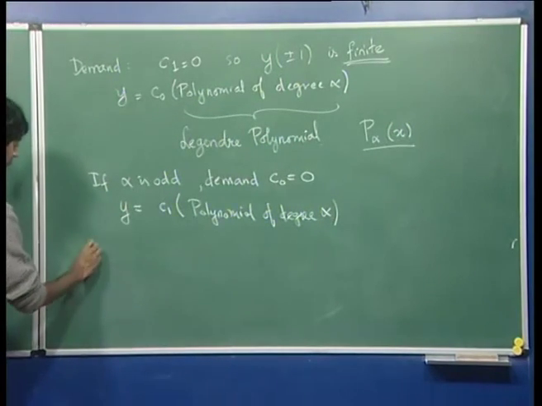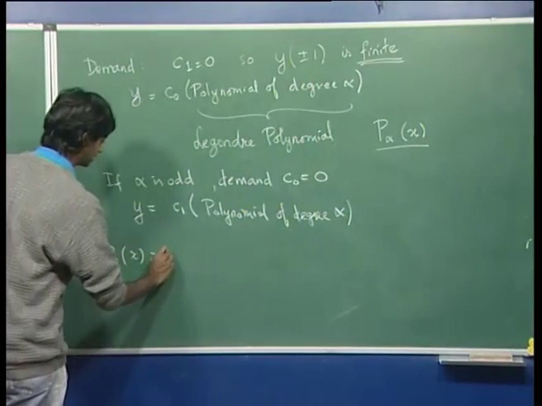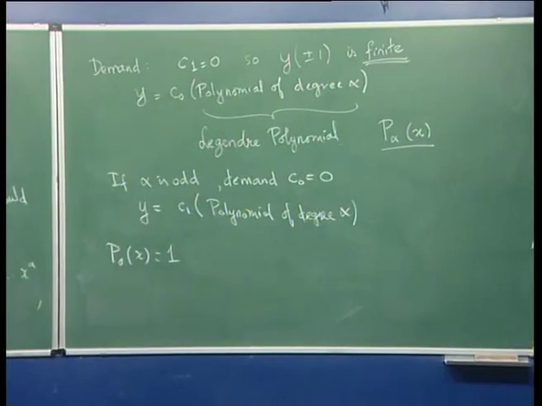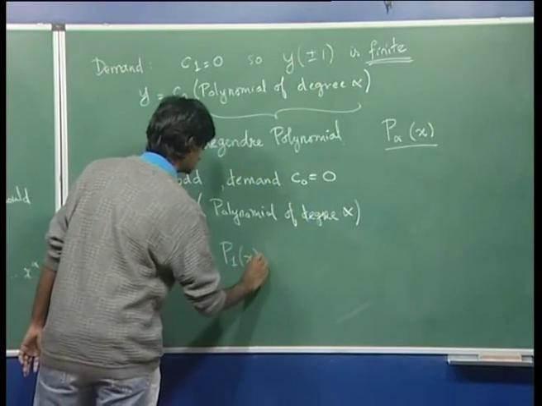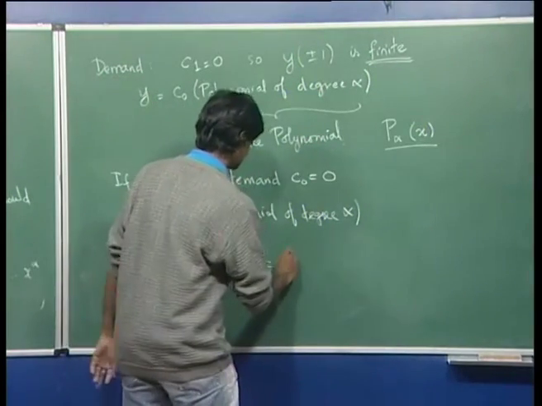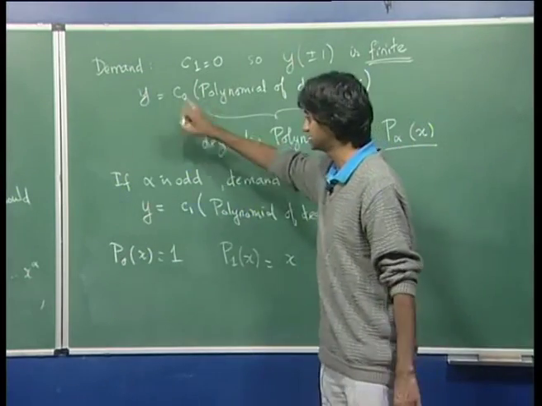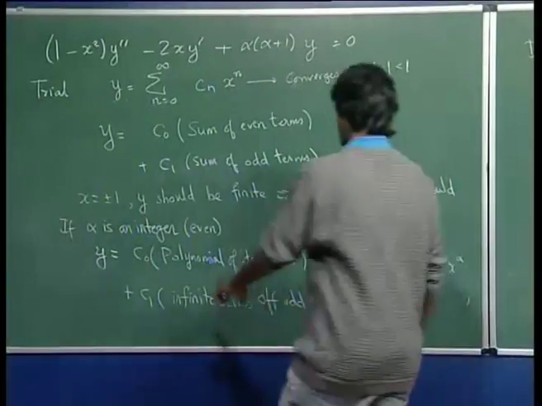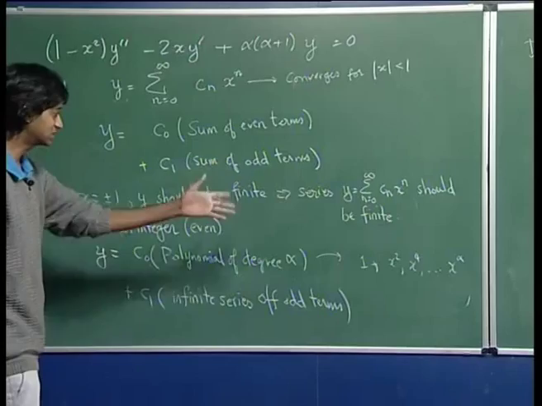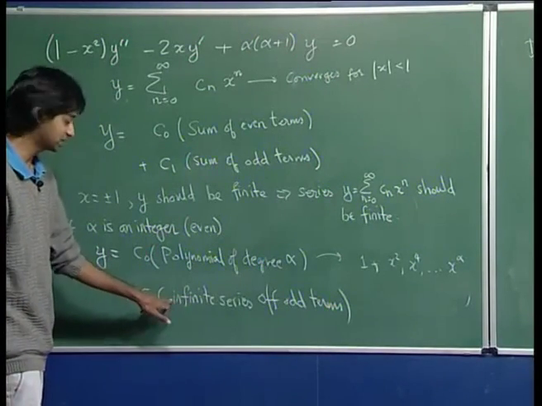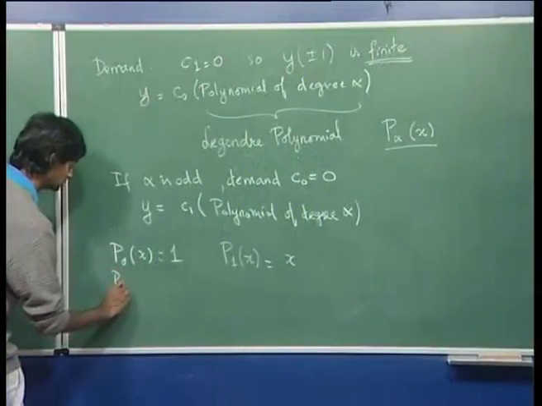So p0 of x is chosen to be 1. P1 of x is x. Remember we had an arbitrary choice for C0 and C1. P0 means a polynomial just of degree 0, so that is just a constant, and that constant is chosen to be 1. Similarly, p1 is also chosen to be x, and this gives you p2.